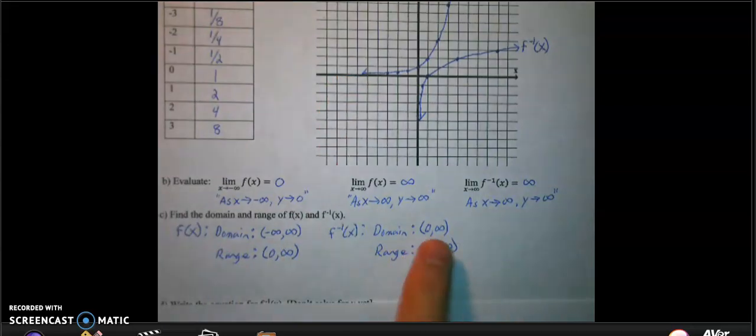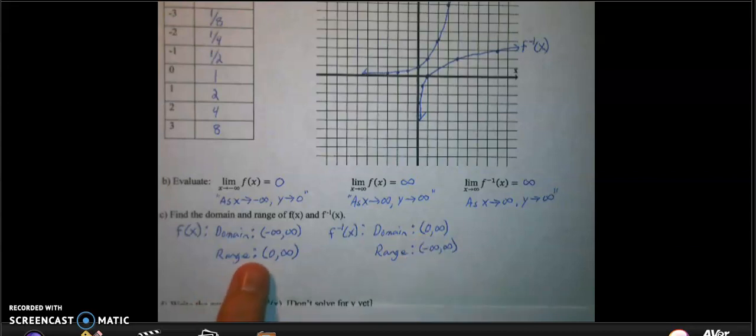And then for the inverse, your new domain was your old range. Because remember, all you're doing for the inverse is switching the x and y values. And then your new range for the inverse is your old domain values.